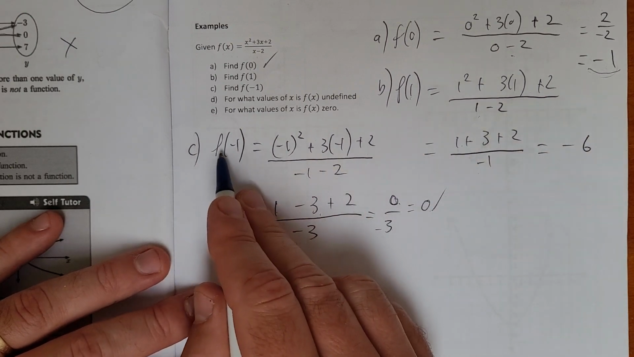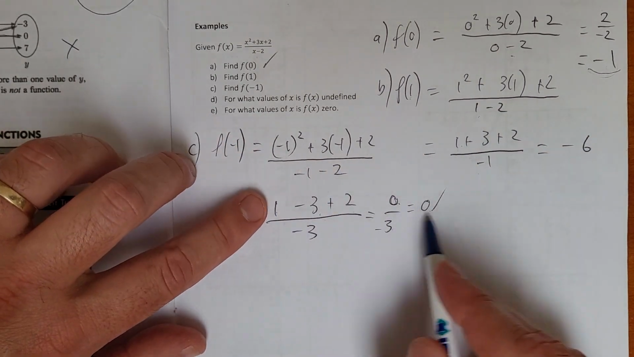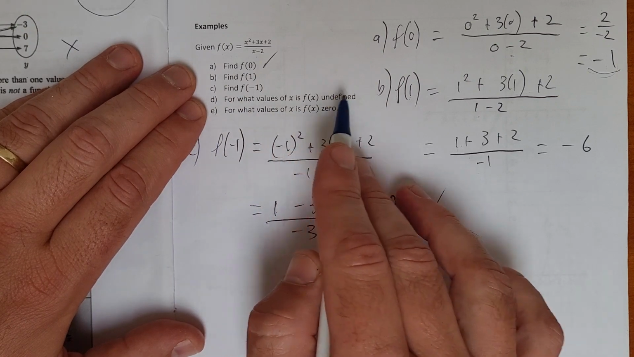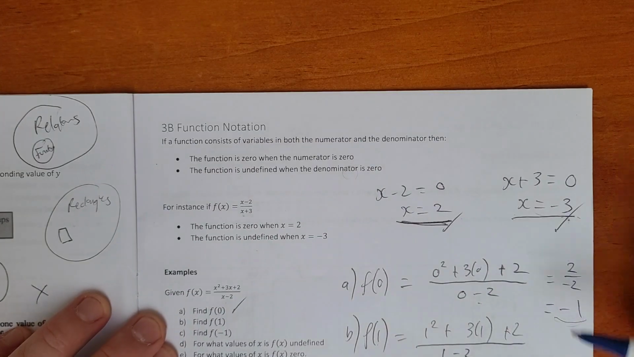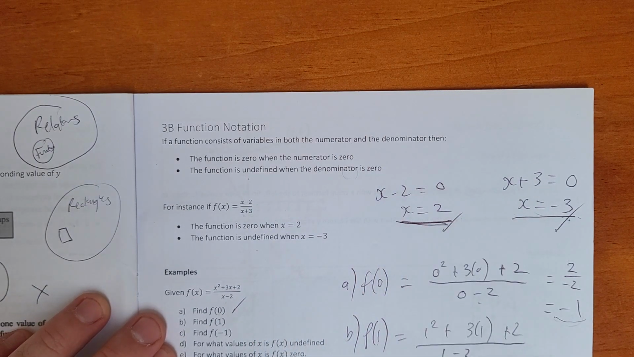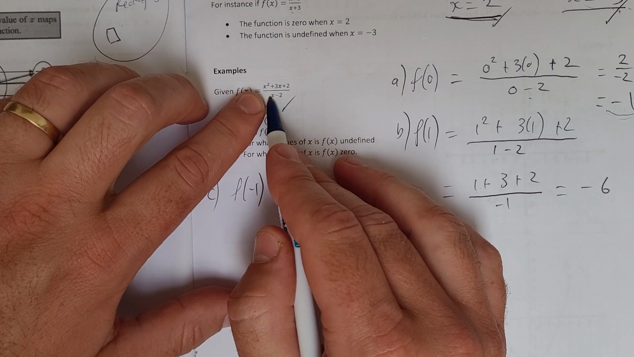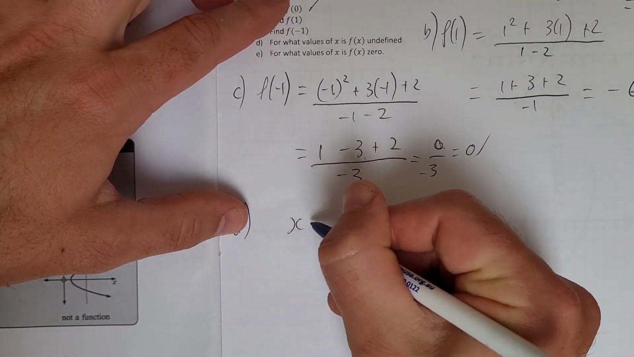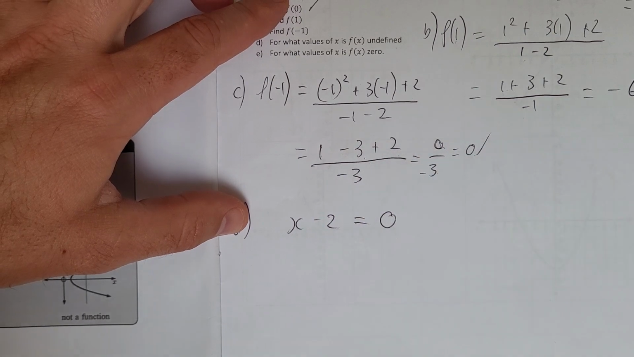So that's legit. When x is minus 1, the y value is 0. Okay, let's move on. For what values of x is f of x undefined? Well, let's jump up to our dot points here. The function is undefined when the denominator is 0. Here's our function, and here's our denominator, x take 2. So to answer part D, it's going to be undefined when x take 2 equals 0.